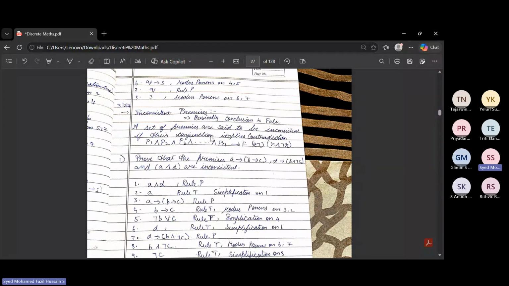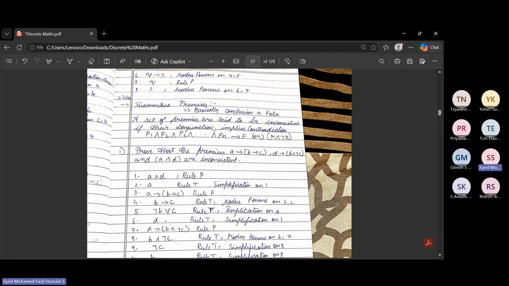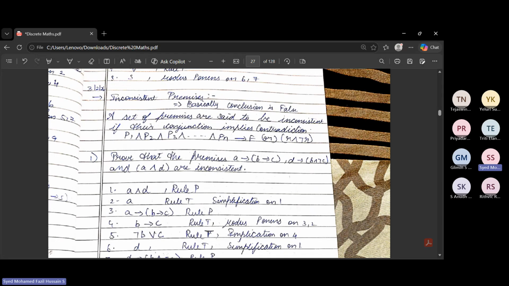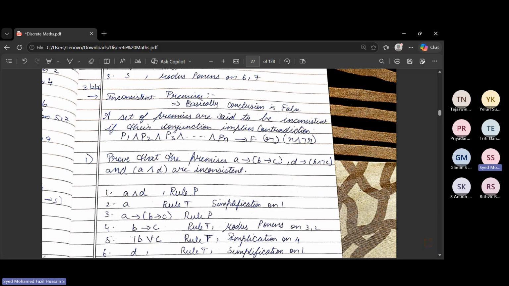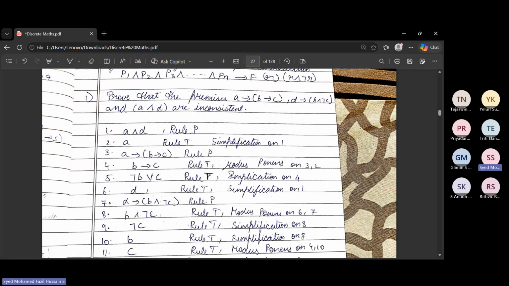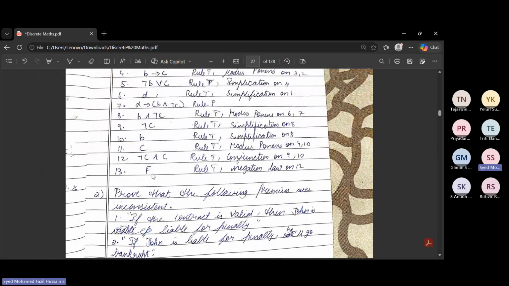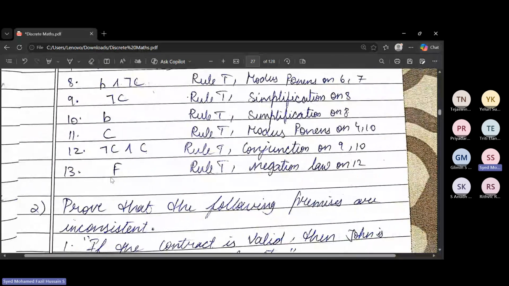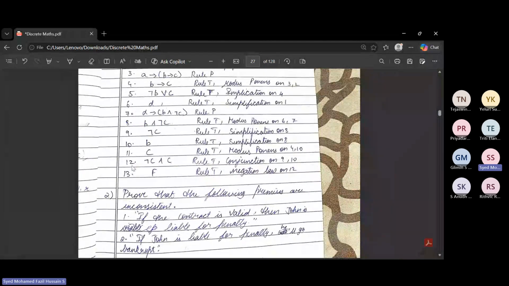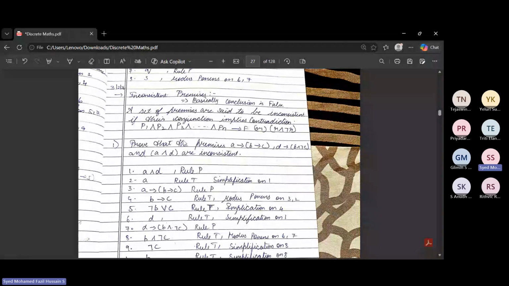Again, let's move to the inconsistent premises. Inconsistent premises means the conclusion will come out as false whichever way you try. Even if you add all the premises, it will only lead to false. So it is inconsistent. In this example, as you can see, the final conclusion is false. It is not true, so it is said to be inconsistent.